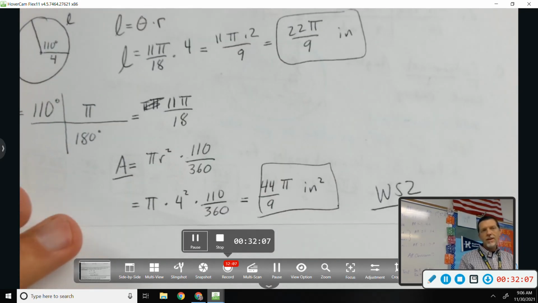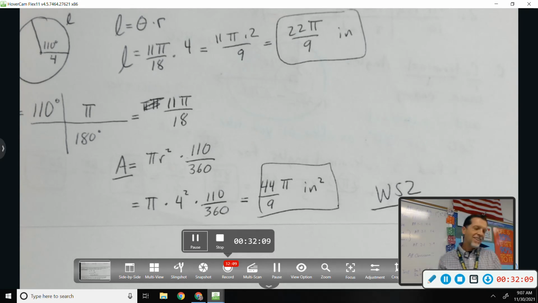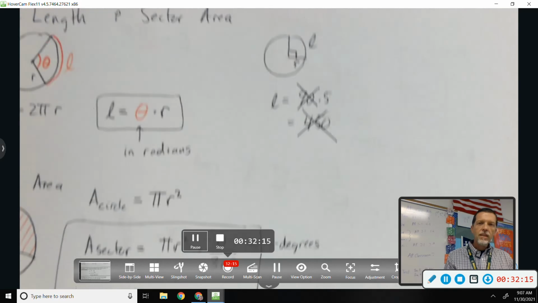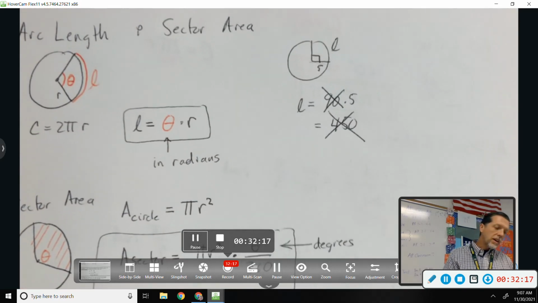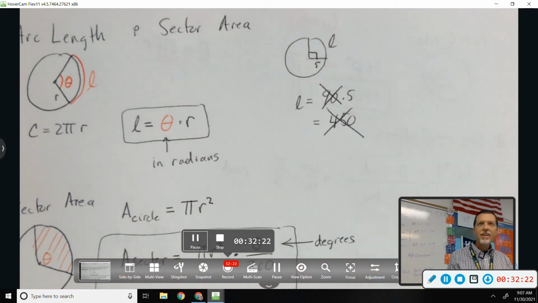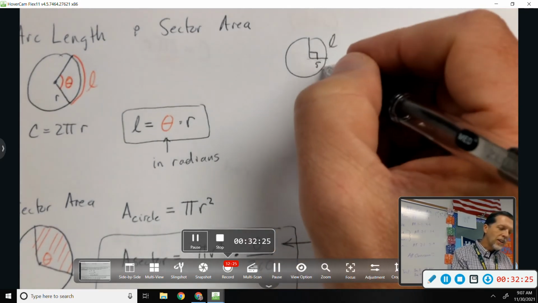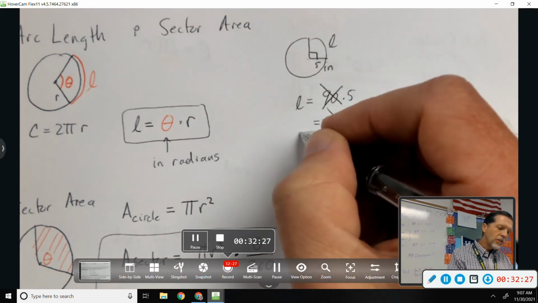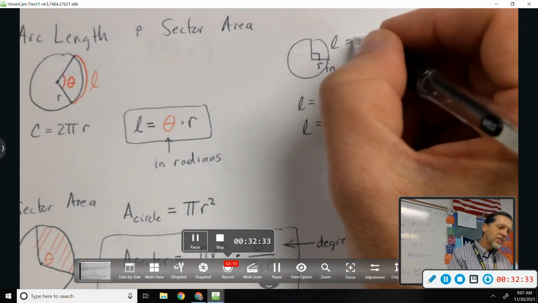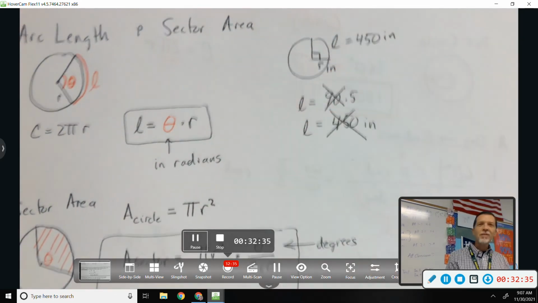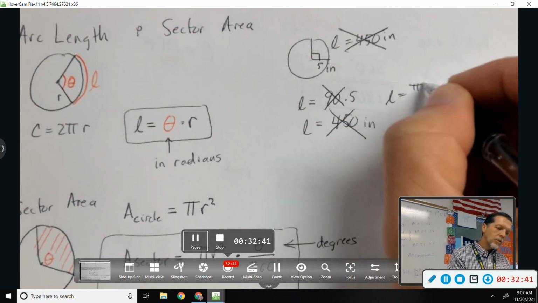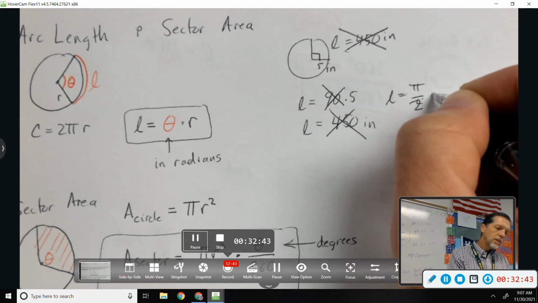Alright, we finished with like 4 minutes to spare. Olivia? At the very beginning on the top right, why did you cross that out? Because if you're going to do sector length, you have to be in radians. If you do it in degrees, hopefully you're paying attention. Like if this was 5 inches, are you going to tell me that L is 450 inches? Look at the picture. That doesn't make any sense. The real answer would have been pi over 2 times 5.